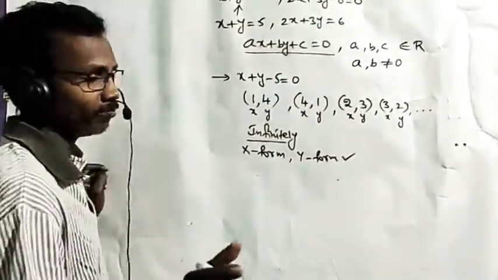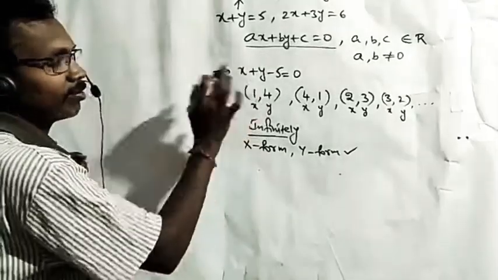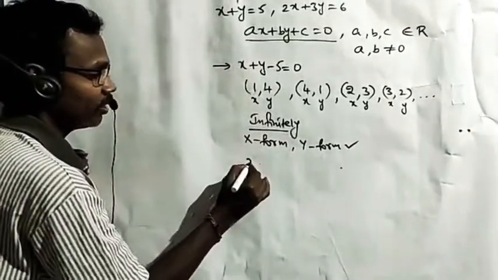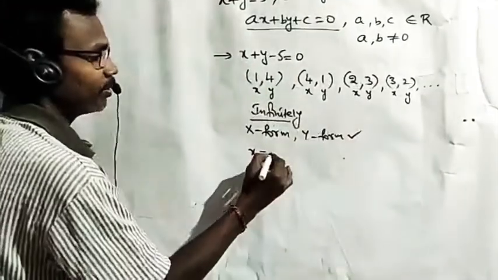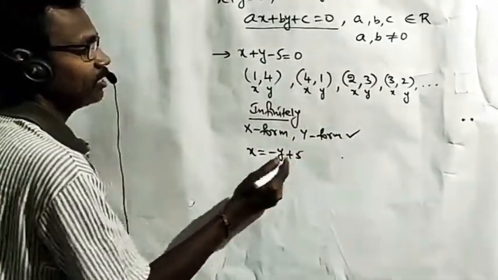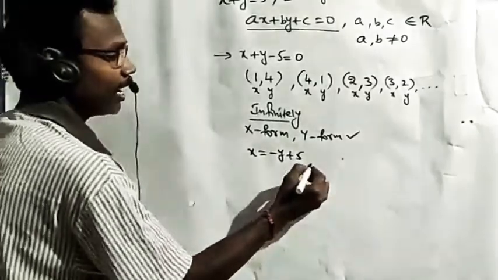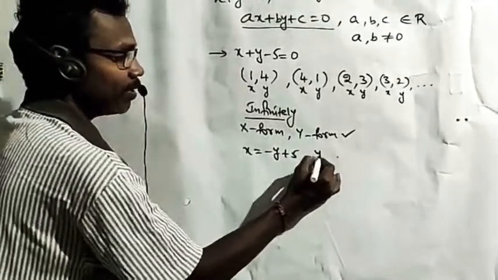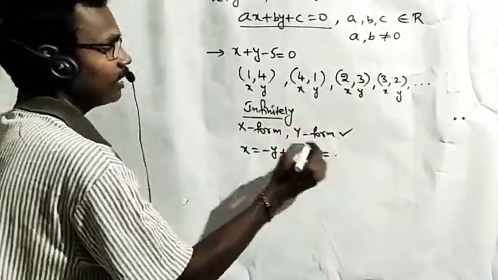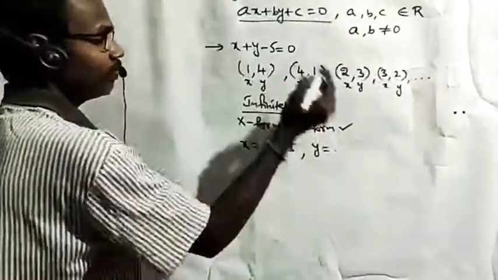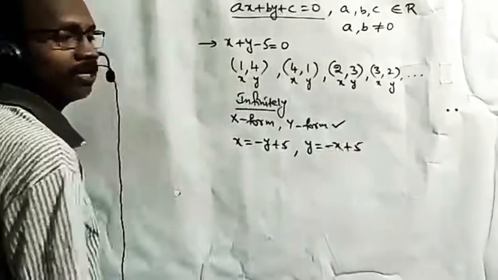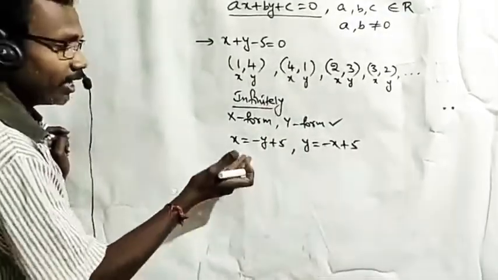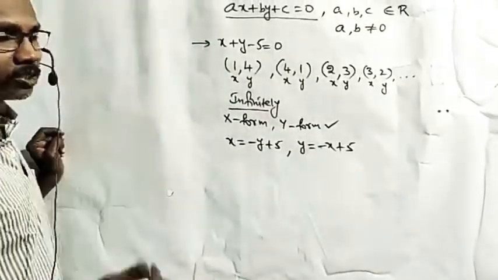I'll tell you, don't get confused. The x form is, for example in the above equation, x is equal to sending y and 5 completely to that side: x equals minus y plus 5. That is called the x form. And the y form is nothing but keeping y on one side and sending all the remaining terms to the right side. Send plus x, that becomes minus x. Minus 5 if you send, that becomes plus 5. This is called the y form. Okay, x form or y form, and how to get the solutions, I'll tell you.